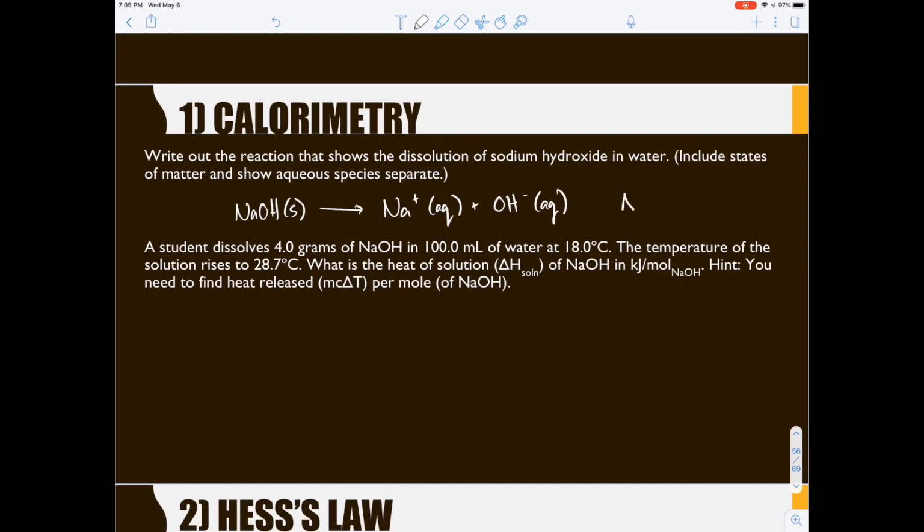Okay, so looking at this equation, without reading the second part of the question, are we able to tell just from the equation what the sign of delta H is? No, very good. Because it could be endothermic or exothermic, dissolving in water. If we read the next part, it says a student dissolves 4 grams of NaOH in 100 mL of water that is at 18 degrees Celsius. The temperature of the solution rises to 28.7 degrees.